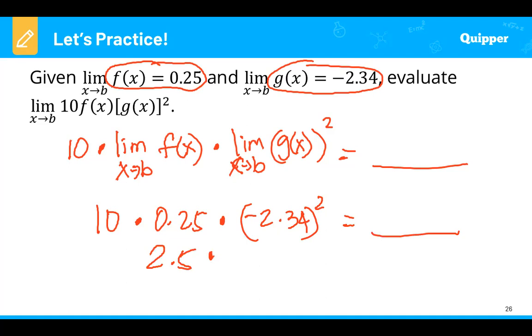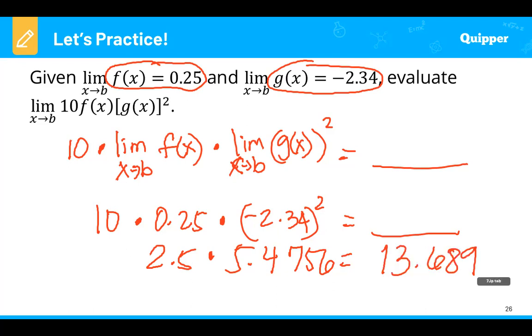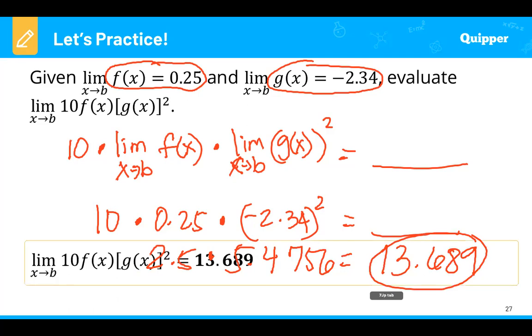And so I need my calculator. So 2.34 squared is equal to 5.4756. Again, you multiply them. Multiplied by 2.5 is equal to 13.689. So this will be our answer. Let's see if you're correct. Yes, we are correct.